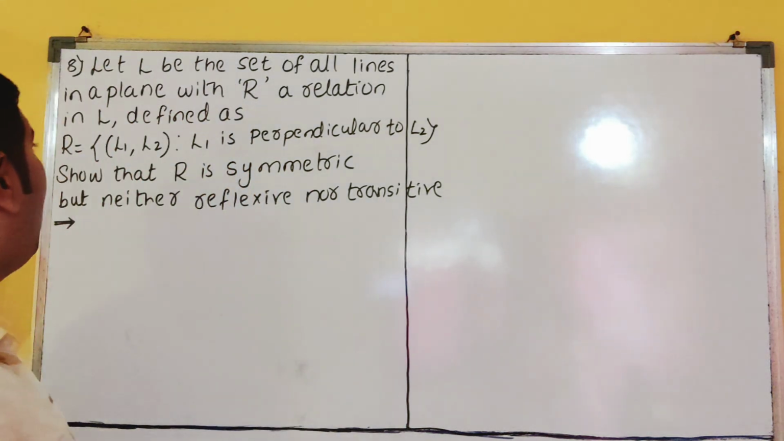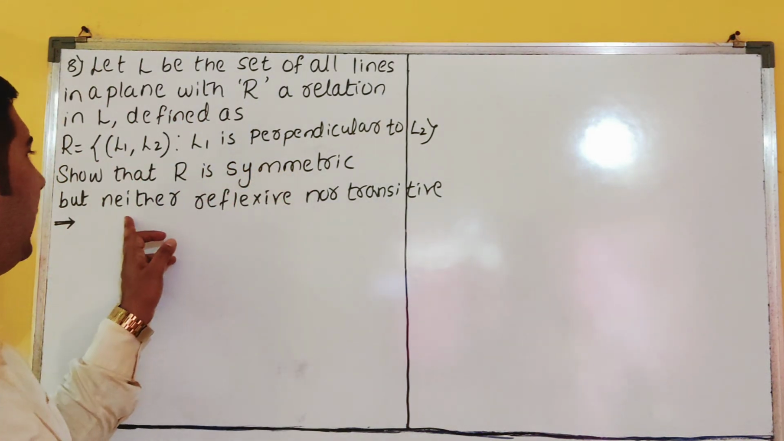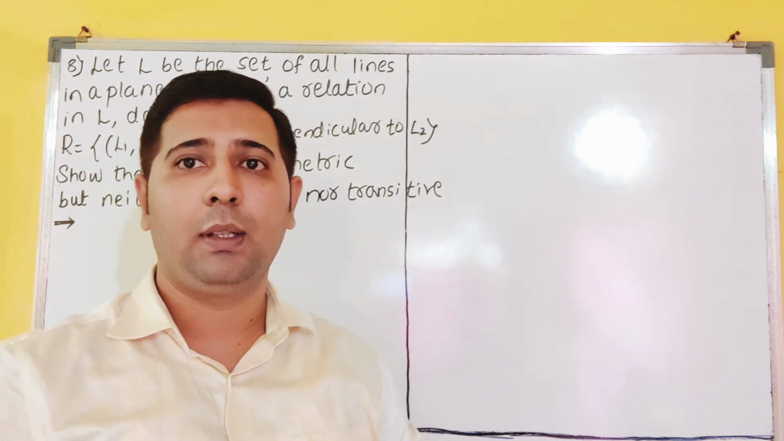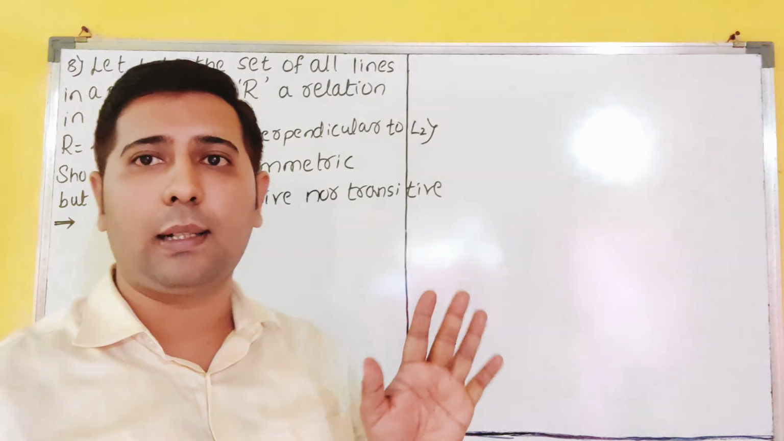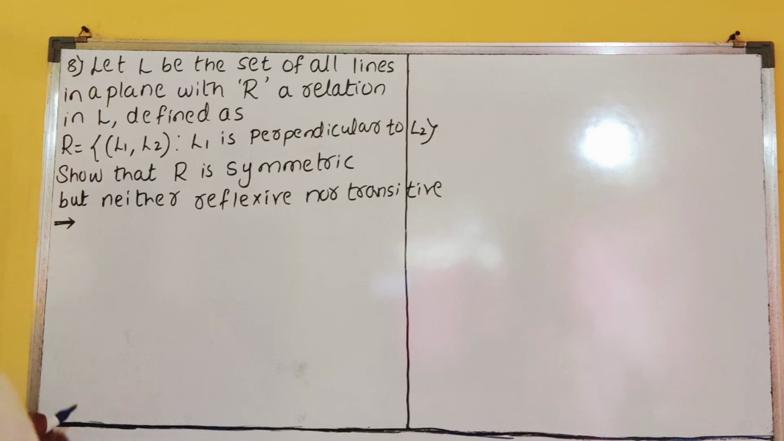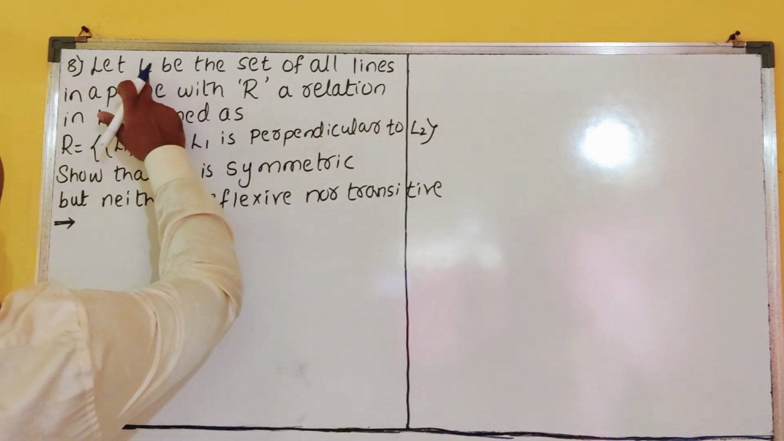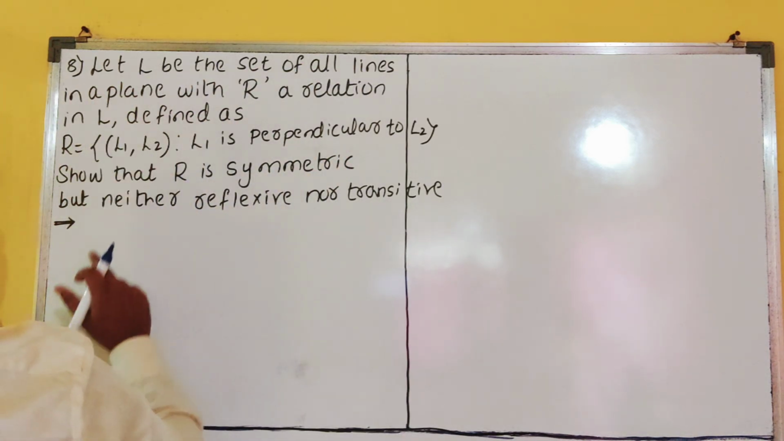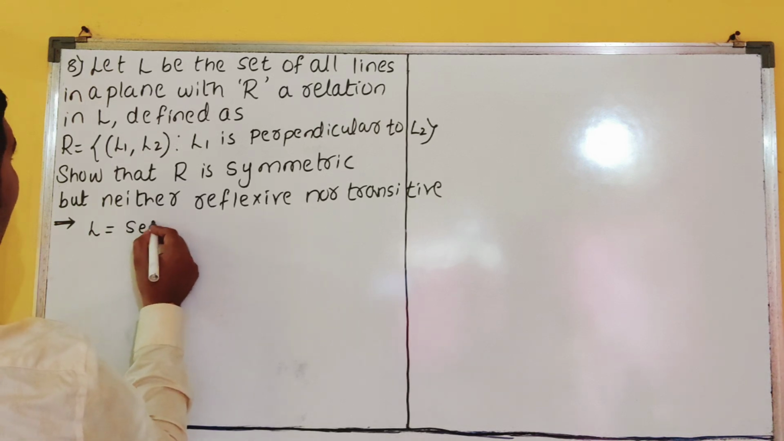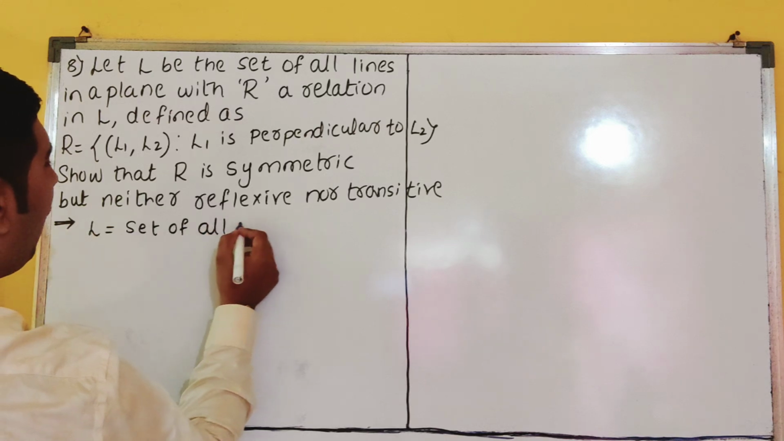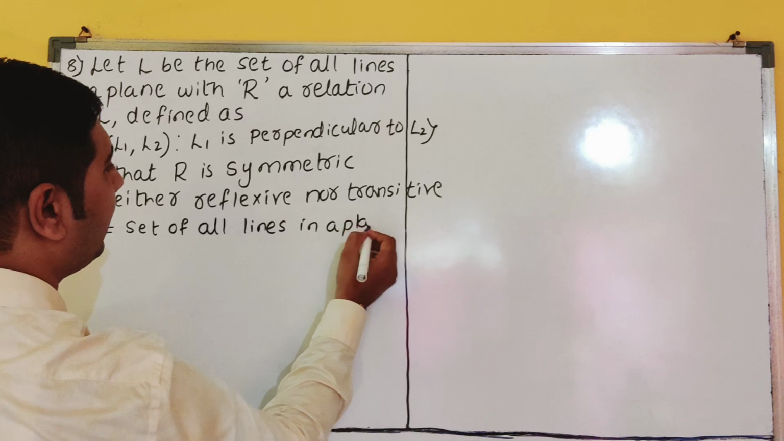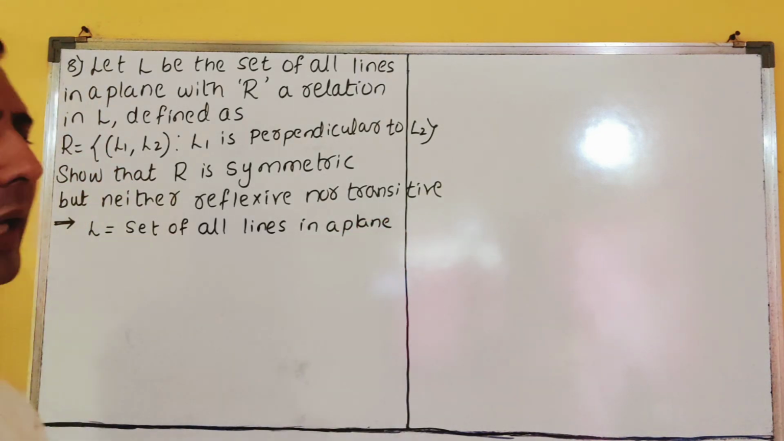So how to show here what? R is symmetric, neither reflexive nor transitive. It means R is symmetric here, but it is not reflexive and not transitive, dear students. Very simple question. Yes or no? So now let's see what set is given. Let L be the set of all lines in a plane. L is only given as a set, dear students. L is the set of all lines in a plane. Correct? So this is the set they have given.